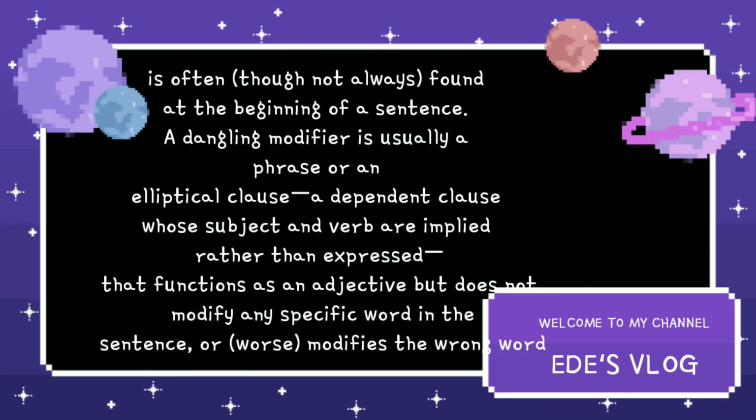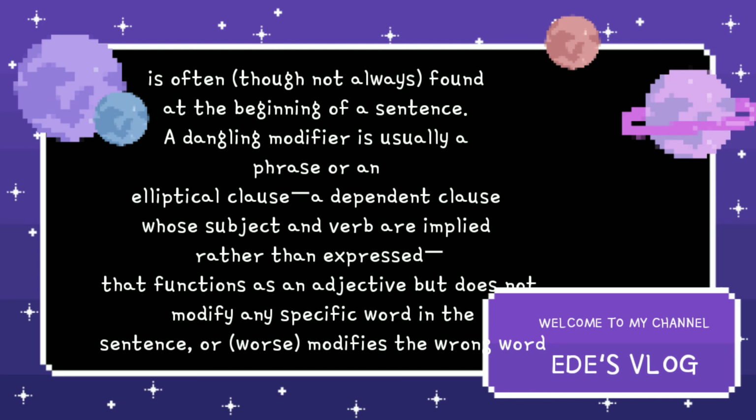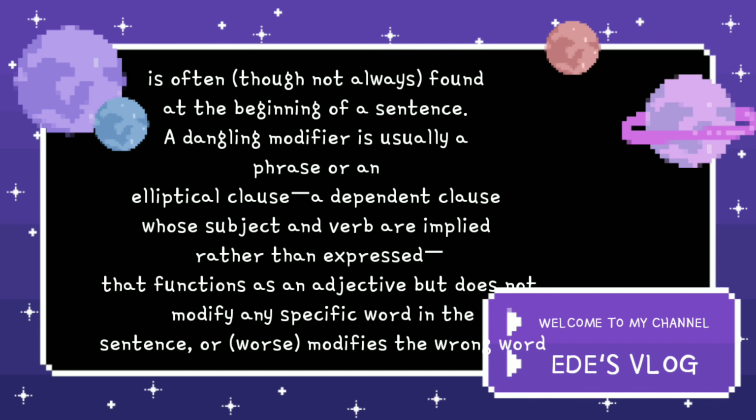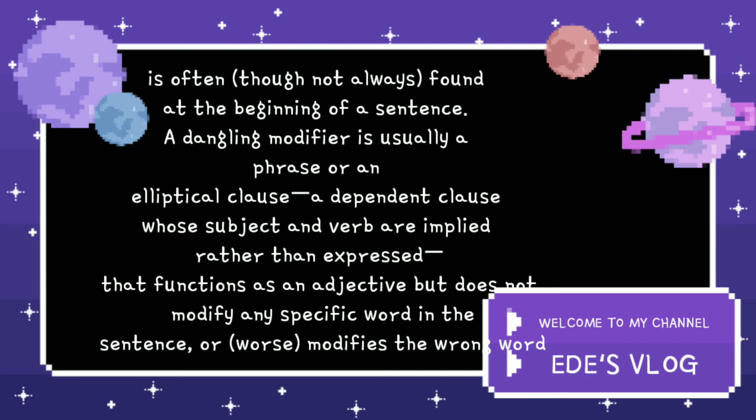Reminder, guys, that a dangling modifier is often, though not always, found at the beginning of the sentence. A dangling modifier is usually a phrase, an elliptical clause, or a dependent clause, whose subject and verb are implied rather than expressed, that functions as an adjective but does not modify any specific word in the sentence, or worse, modifies the wrong word.